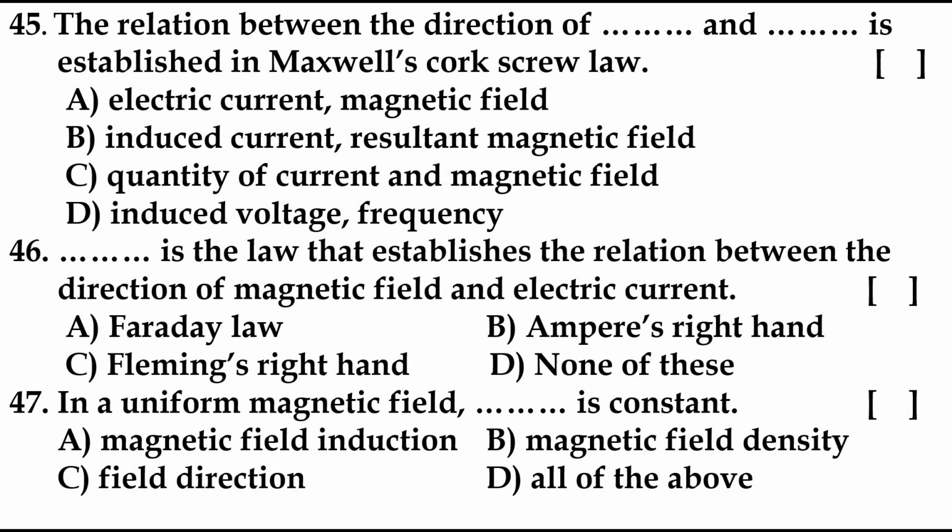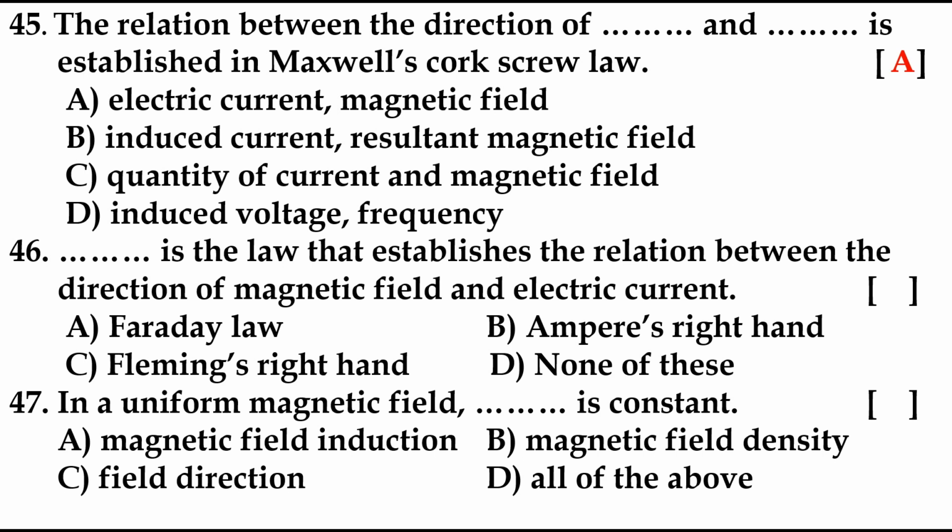45. The relation between the direction of dash and dash is established in Maxwell's corkscrew law. A. Electric current, magnetic field. B. Induced current, resultant magnetic field. C. Quantity of current and magnetic field. D. Induced voltage frequency. Answer is option A. Electric current and magnetic field.